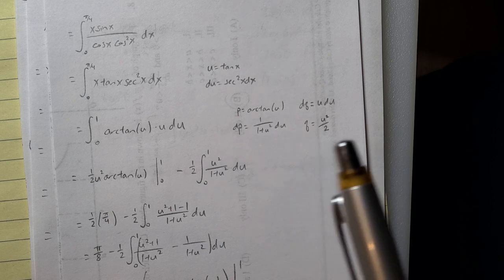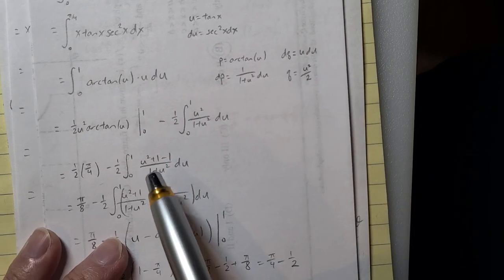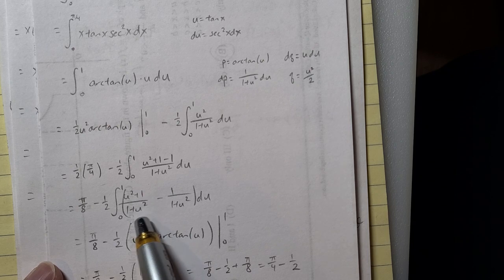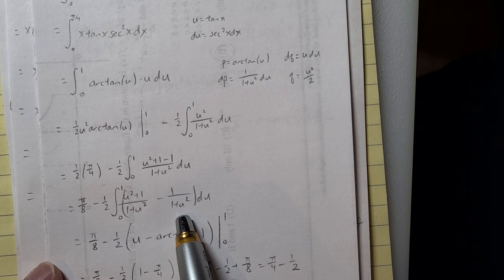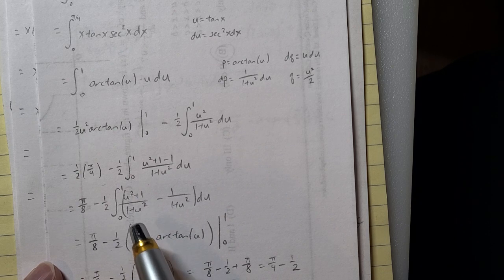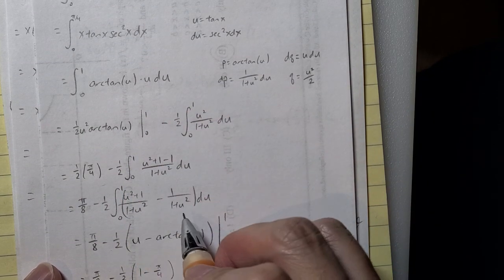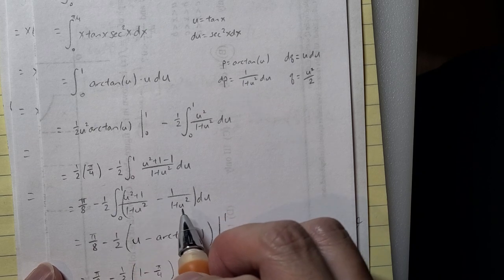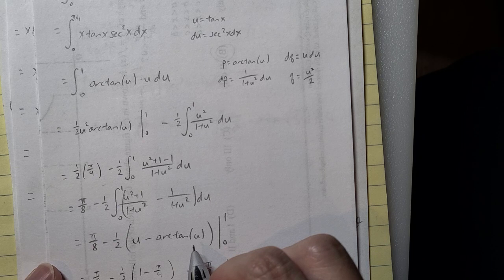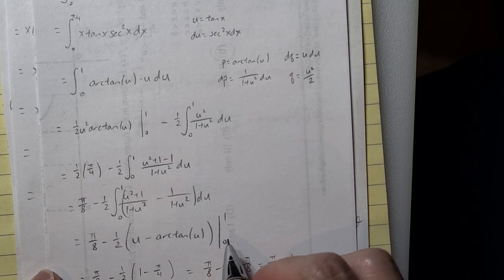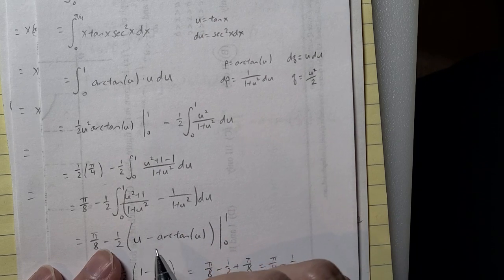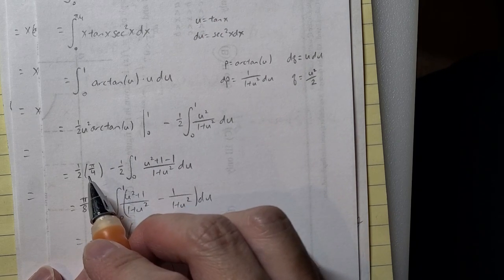Why do I want to do that? Well, we can break this fraction out into u squared plus 1 over 1 plus u squared minus 1 over 1 plus u squared. Why do I want to do that? Well, this simplifies to just 1, and that's easy to integrate, and this is just the arctan. So it becomes u minus arctan u. We evaluate this whole guy from 0 to 1. I already evaluated this over here.